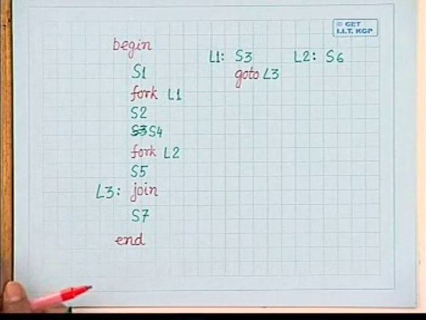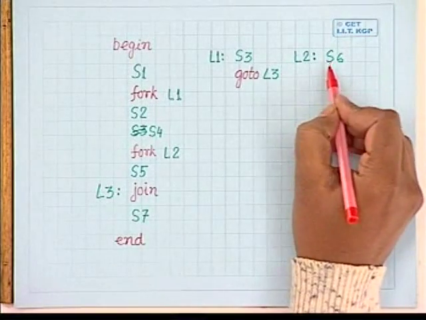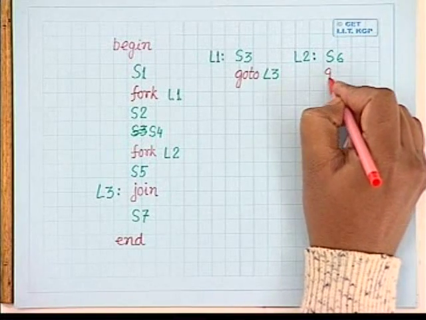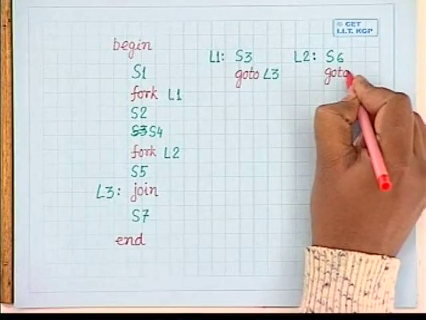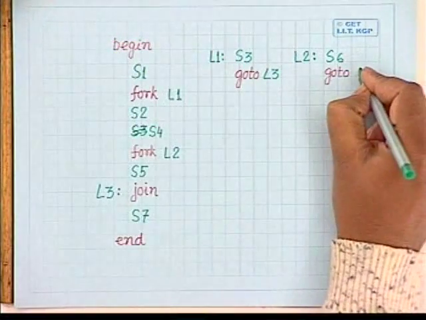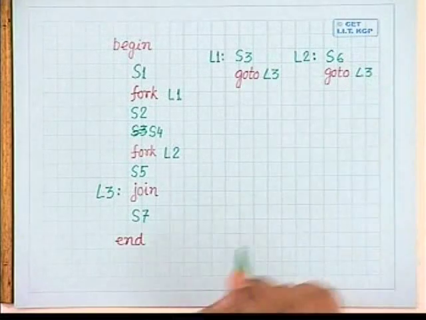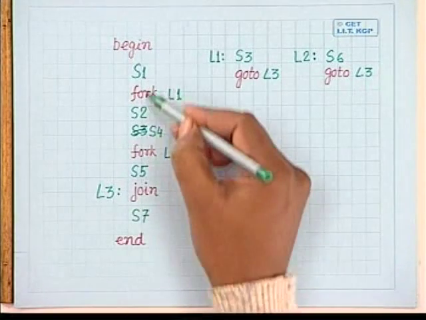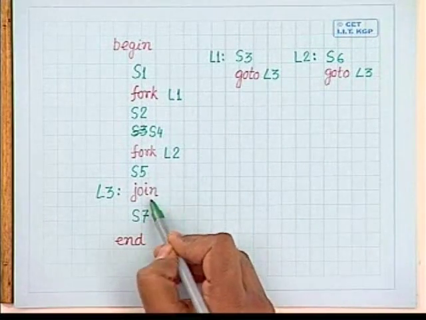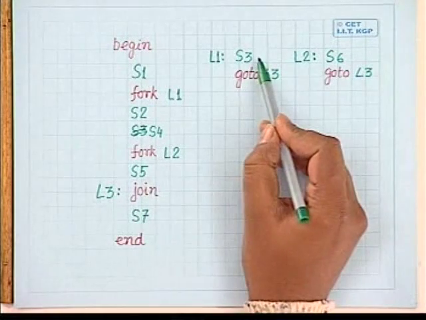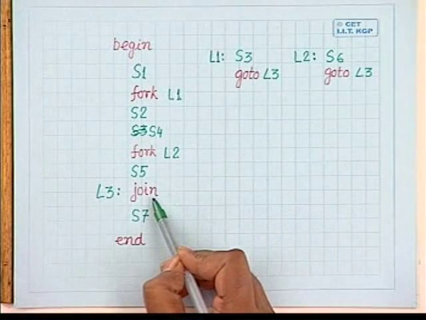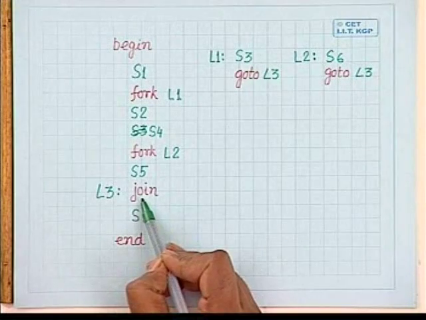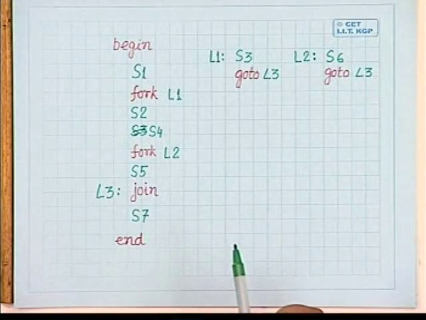Similarly, this process also has to come to L3 after completion of statement S6. So I'll also put here go to level L3 to execute the join statement. Now you find that the process which is continuing with S5 executes the join statement after completion of S5. The process which is executing S3 also executes the join statement after completion of S3. The process which is executing S6 also executes the join statement after completion of S6.